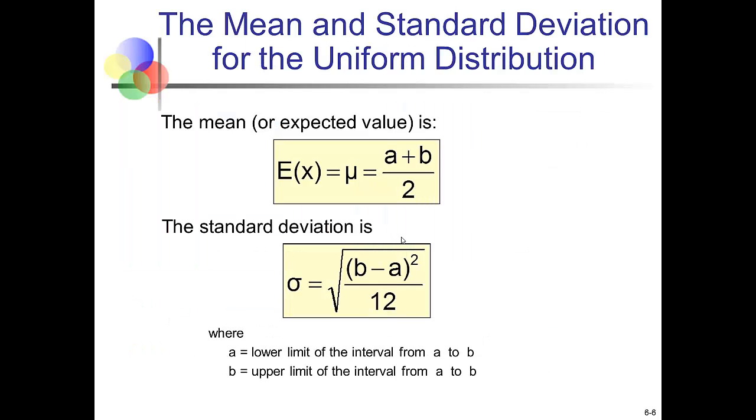As for any probability distribution, we need to be able to calculate the expected value or the mean. To do that for the uniform distribution, we take the simple average of the two endpoints. So a plus b divided by 2. To calculate the standard deviation, we take the deviation between b and a, so b minus a, square that, divide by 12, and then take the square root of all of that. That is our standard deviation.